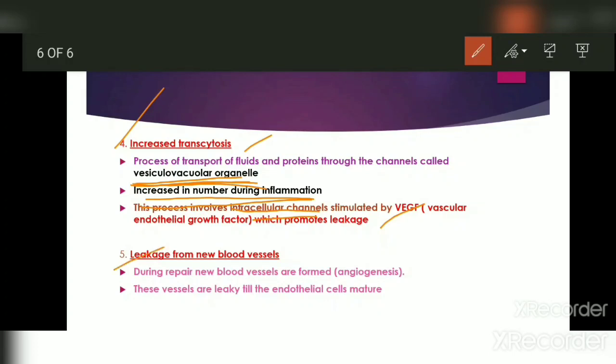And the last one, the fifth mechanism, is leakage from new blood vessels. During repair, new blood vessels are formed. This process is known as angiogenesis. These vessels are leaky until the endothelial cells mature. So leakage from these new blood vessels, the fifth and last mechanism, results in increased vascular permeability. So these were the 5 mechanisms which cause increased vascular permeability.